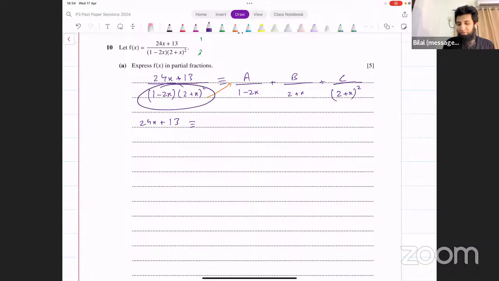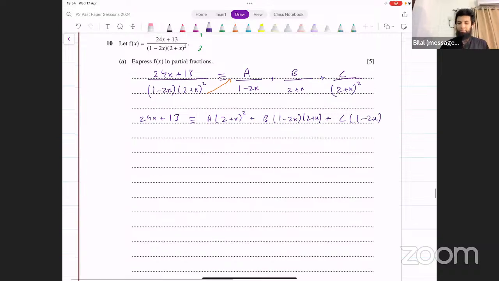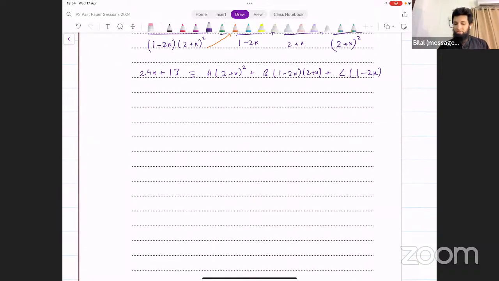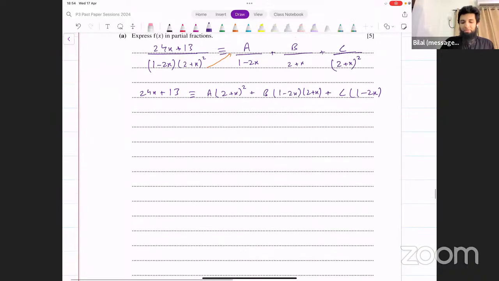Now, when this denominator gets multiplied with the first fraction, 1 minus 2x gets cancelled, and you're left with A into 2 plus x whole squared. And then with the second fraction, you have 2 plus x here. When you multiply by 1 minus 2x into 2 plus x whole squared, 1 power of 2 plus x gets cancelled, and we are just left with 1 power of 2 plus x. So that's 1 minus 2x into 2 plus x like this. And then we have c into 1 minus 2x. Okay, that's what we get. Now we put some values of x to make this simpler.